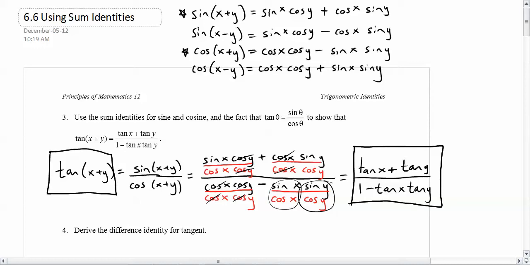This formula is not given to you on the formula sheet. However, if you're stuck with a situation like this that you have to prove, you can always break it up into sine and cosine. You don't actually have to memorize this tangent identity.